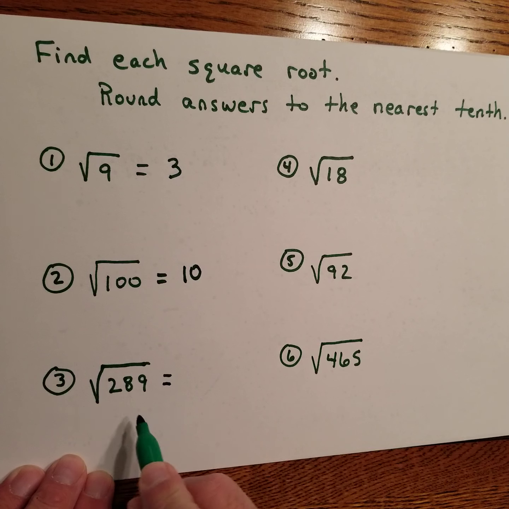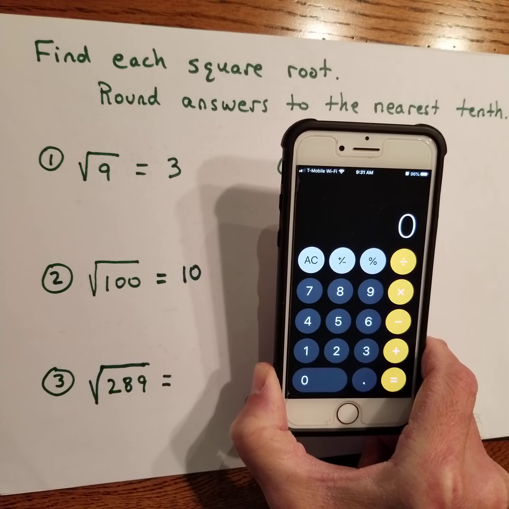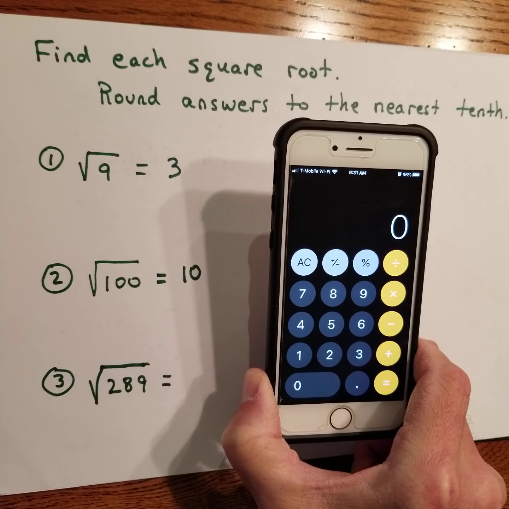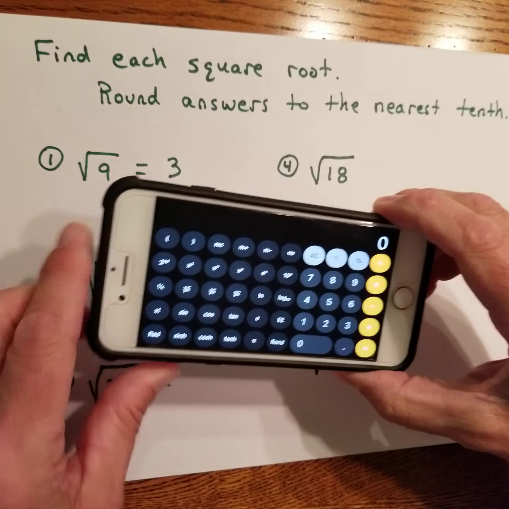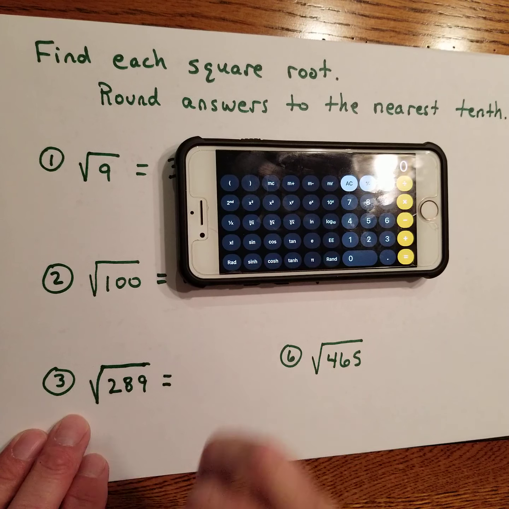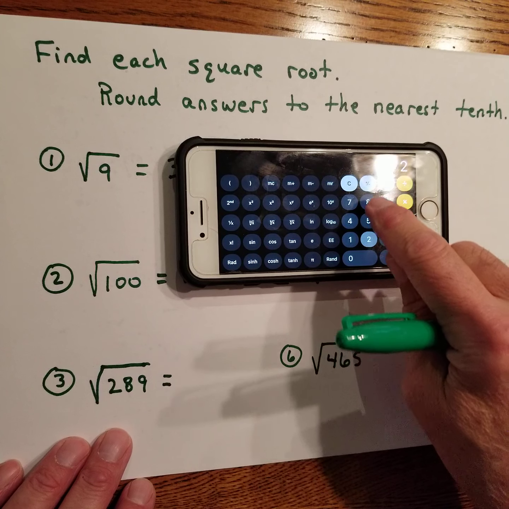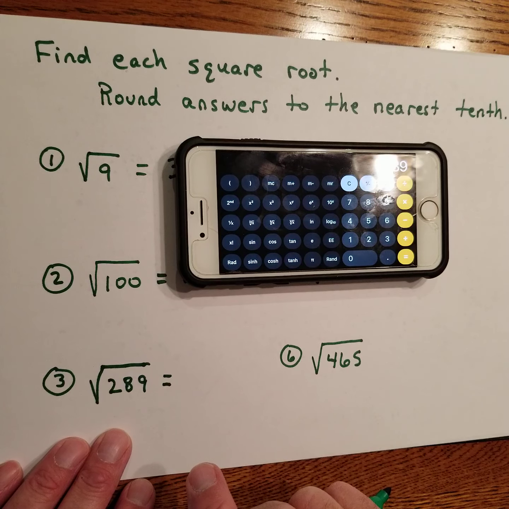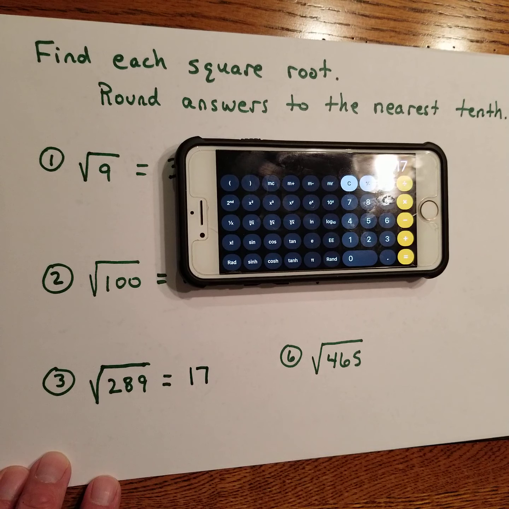Now the square root of 289, that's a little harder. I don't know if I know that one in my head. Better grab a calculator. Now we know all calculators work differently. If your calculator is like this one, you probably have to turn it on its side in order to get the square root button. The square root button on this calculator is right there. You'll need to find your square root button. On this calculator, you type in the 289 first, and then you hit the square root button. The square root of 289 is 17, because 17 times 17 is 289.